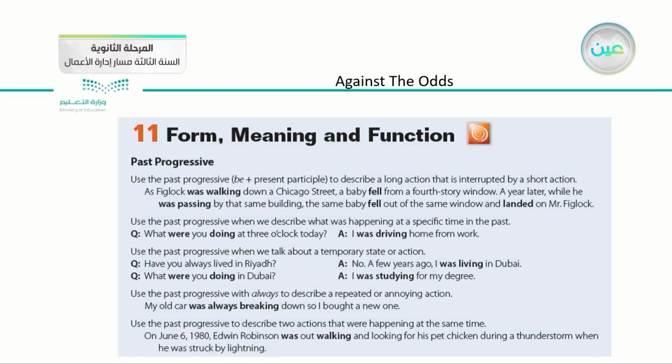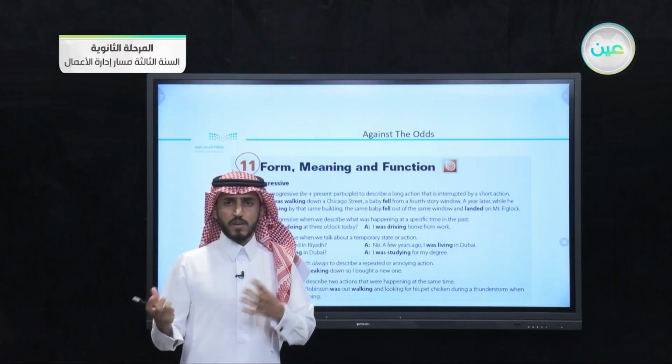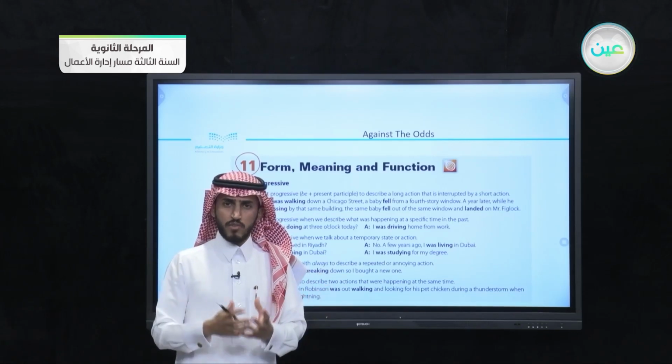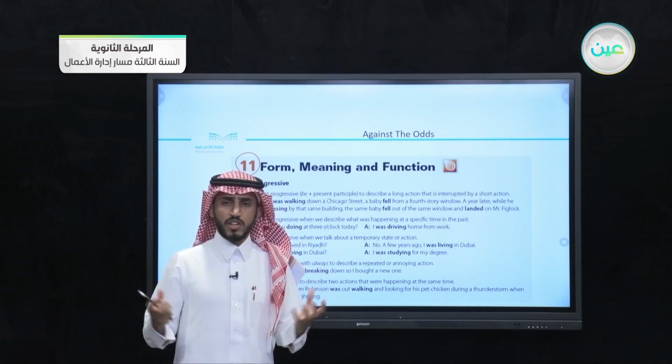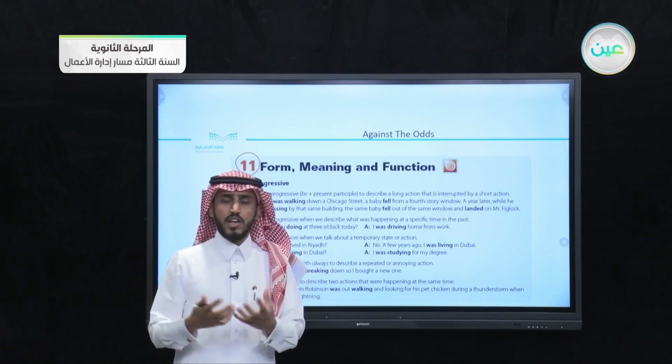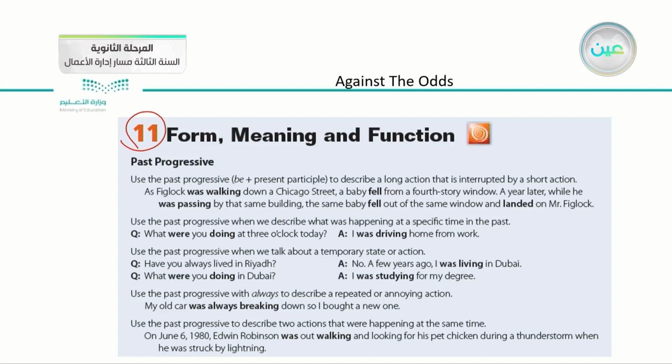Today, we have the 8th lesson in this unit: form, meaning, and function. In this unit, we have some grammatical rules. We have some vocabulary skills. We will try to integrate them together and learn something out of them. Firstly, we are going to talk about the past progressive.